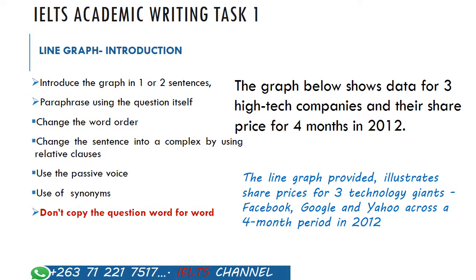In our instance, the task was as follows. The graph below shows data for 3 high-tech companies and their share price for 4 months in 2012. We paraphrase that into: the line graph provided illustrates share prices for 3 technology giants, Facebook, Google, and Yahoo, across a 4-month period in 2012.